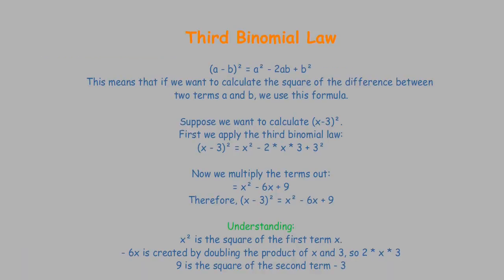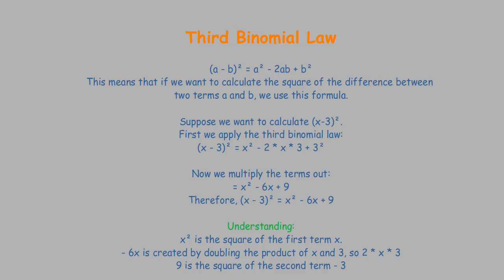The third binomial law states (a - b)² = a² - 2ab + b². This means that if we want to calculate the square of the difference between two terms a and b, we use this formula. Example, suppose we want to calculate (x - 3)². First, we apply the third binomial law, (x - 3)² = x² - 2 times x times 3 + 3². Now we multiply the terms out, x² - 6x + 9. Therefore, (x - 3)² = x² - 6x + 9.